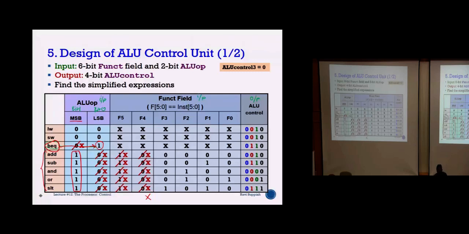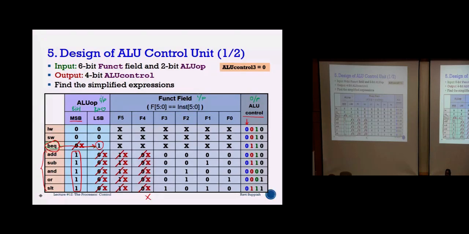Now a few other things that we're going to look at. ALU control. So if I look at this ALU control, out of the 4 bits, bit 3 is again always 0, correct? Okay, so of course some of you might ask, hey, if it's always 0, why don't I just make ALU control 3 bits?